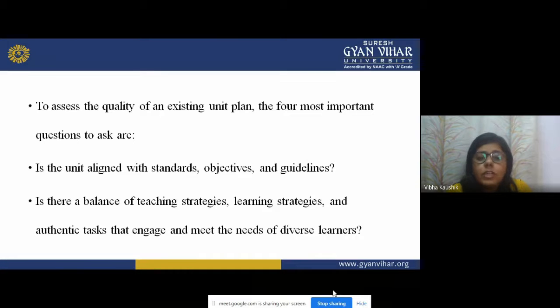Is there a balance of teaching strategies that has been adopted by the teacher for making the teaching learning process effective? Is there a balance of teaching strategies, learning strategies, and authentic tasks that engage and meet the needs of diverse learners? Whether our lesson plan, our teaching strategies, and our learning strategies are able to satisfy the needs of diverse learners that are present in our class.